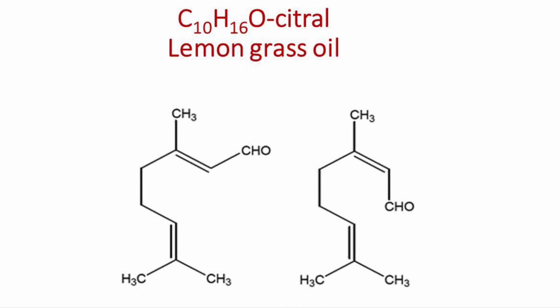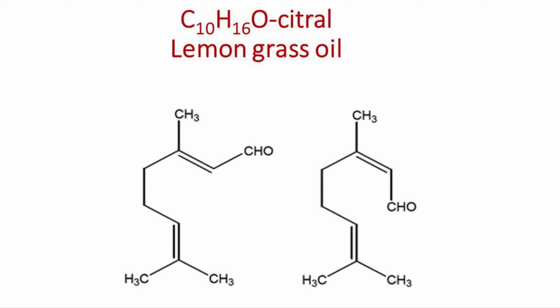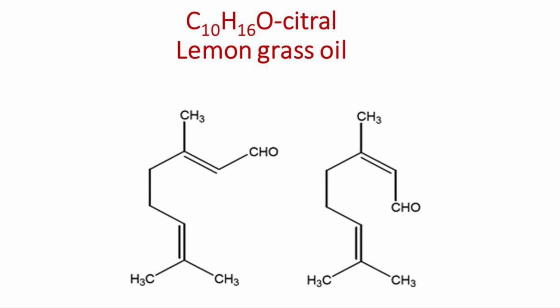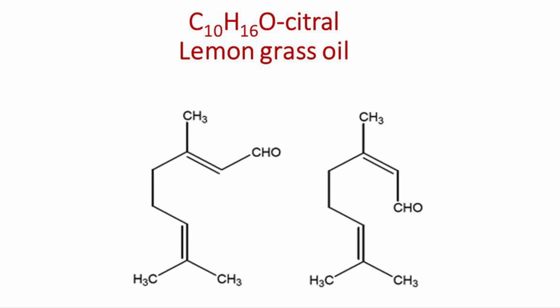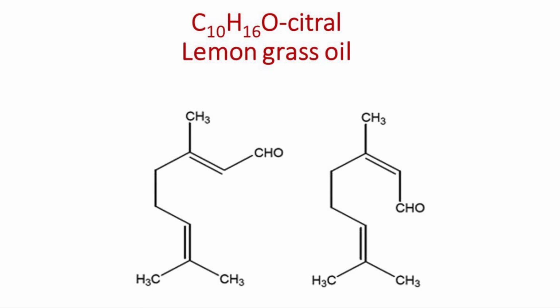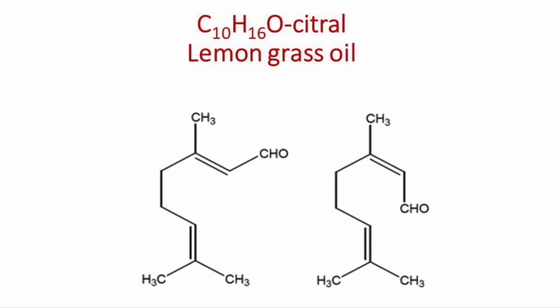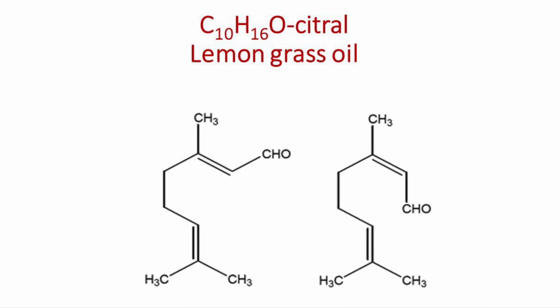Citral is an acyclic diolefinic aldehyde and has the structure. It occurs to an extent of 60 to 80% in lemongrass oil. It also occurs in the oils of lemon, oranges, etc. It is isolated by the fractional distillation of lemongrass oil under reduced pressure.